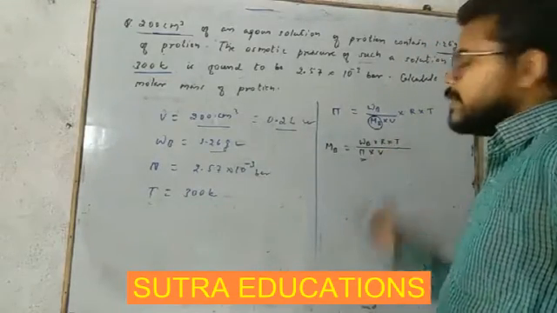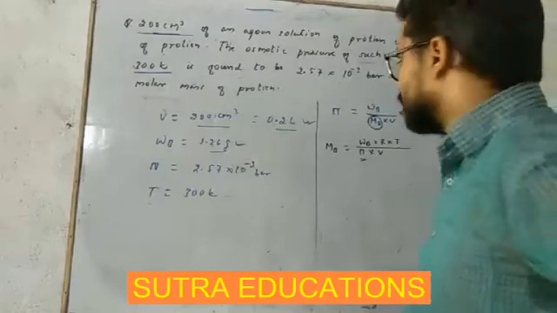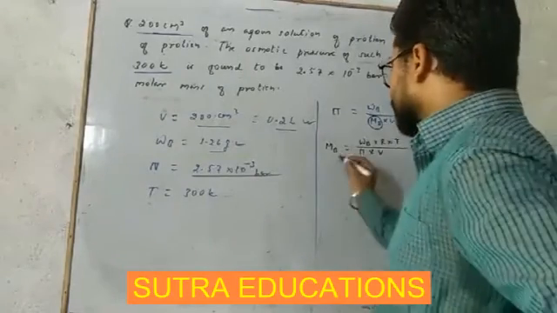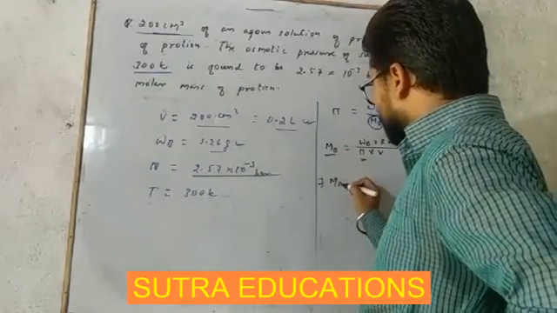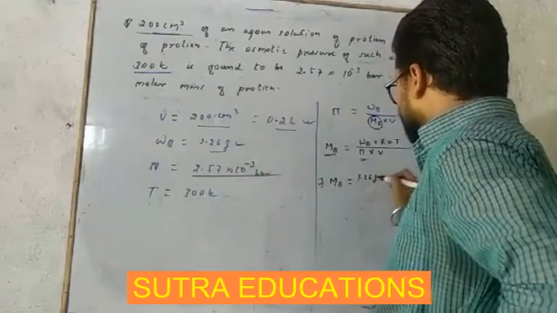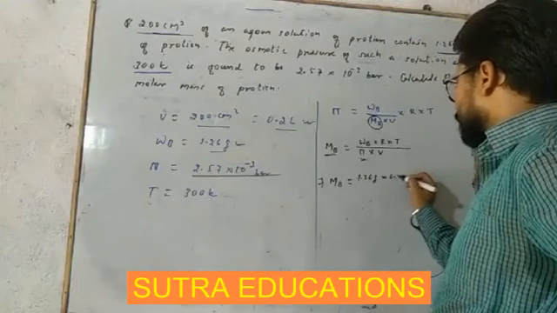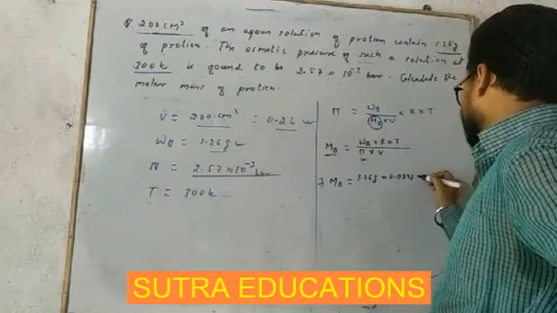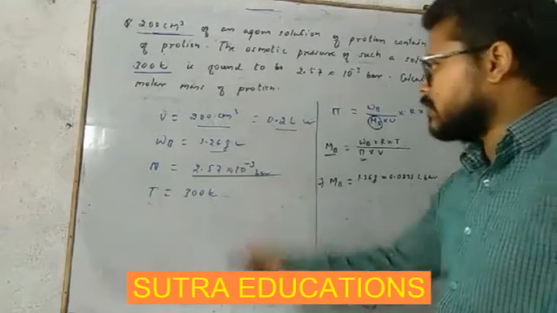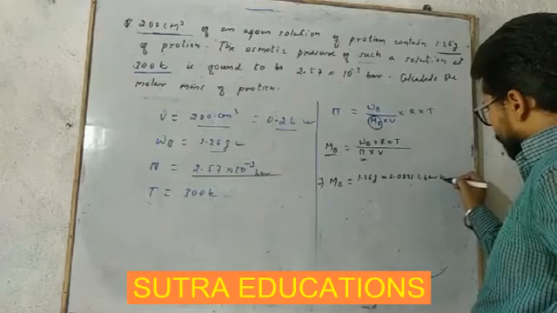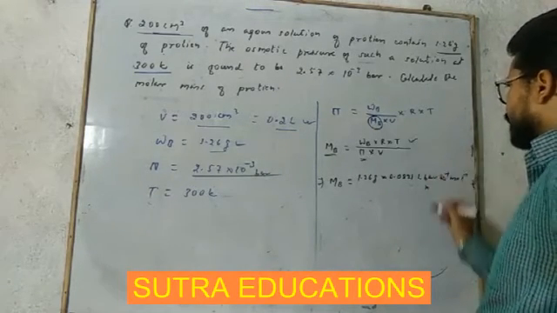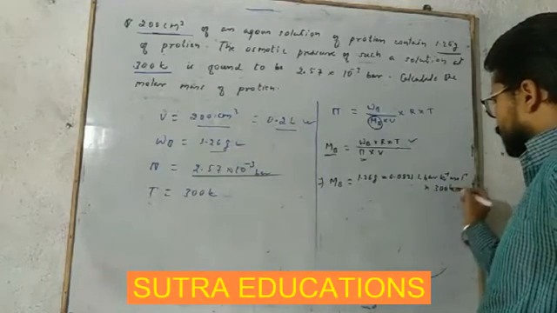This pi is osmotic pressure here. Don't use 22/7. It is given here as 2.57 into 10 to the power minus 3 bar. So just put in every value. MB will be equal to WB, and WB is given as 1.26 gram, into R. I have told you R is 0.0821 liter bar K inverse mole inverse. It is in bar now, so write bar here.